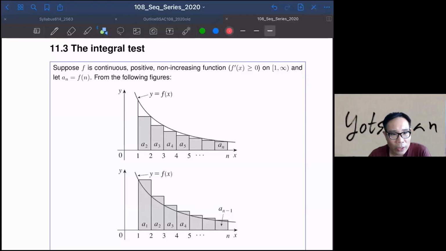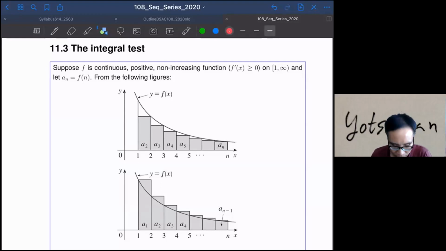In this video, we're going to study the first test for series. This test is called the integral test. The integral test will be used to test a series when its terms are positive. So its terms must be positive in this case.